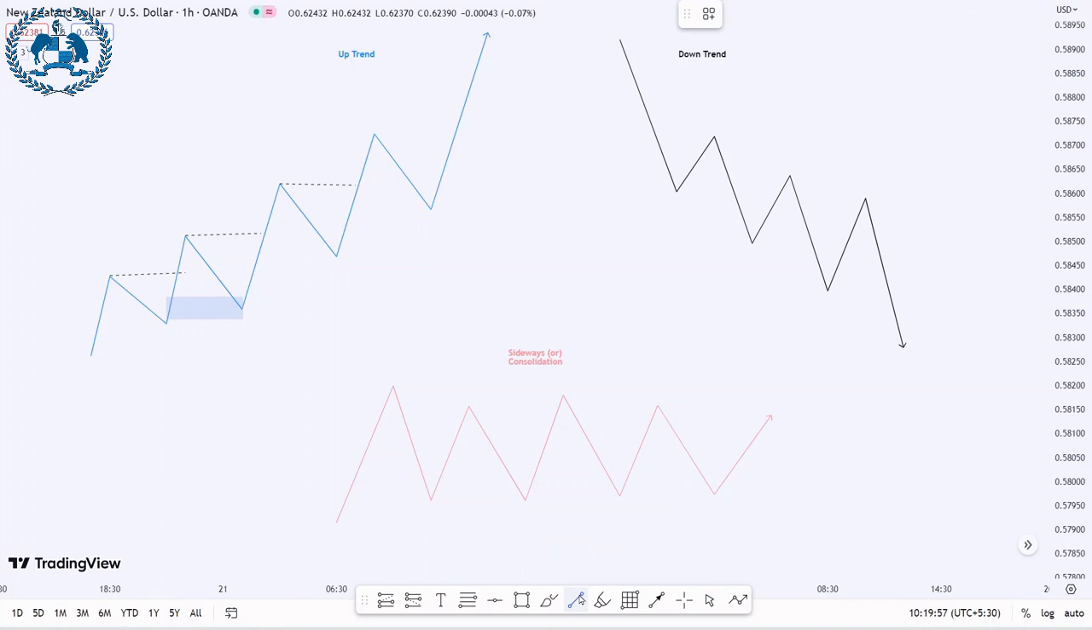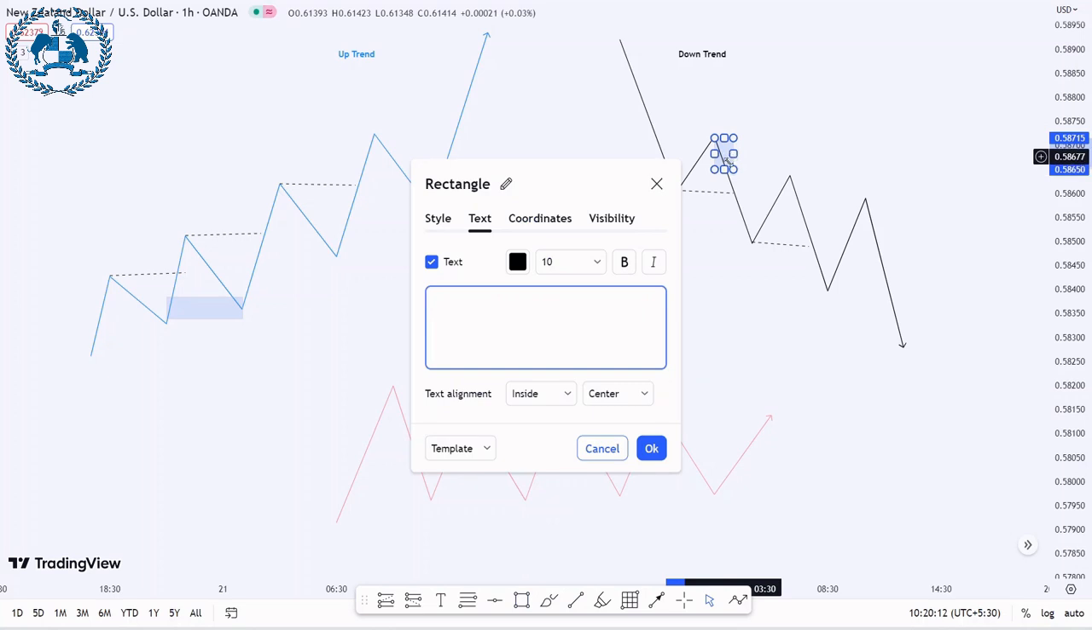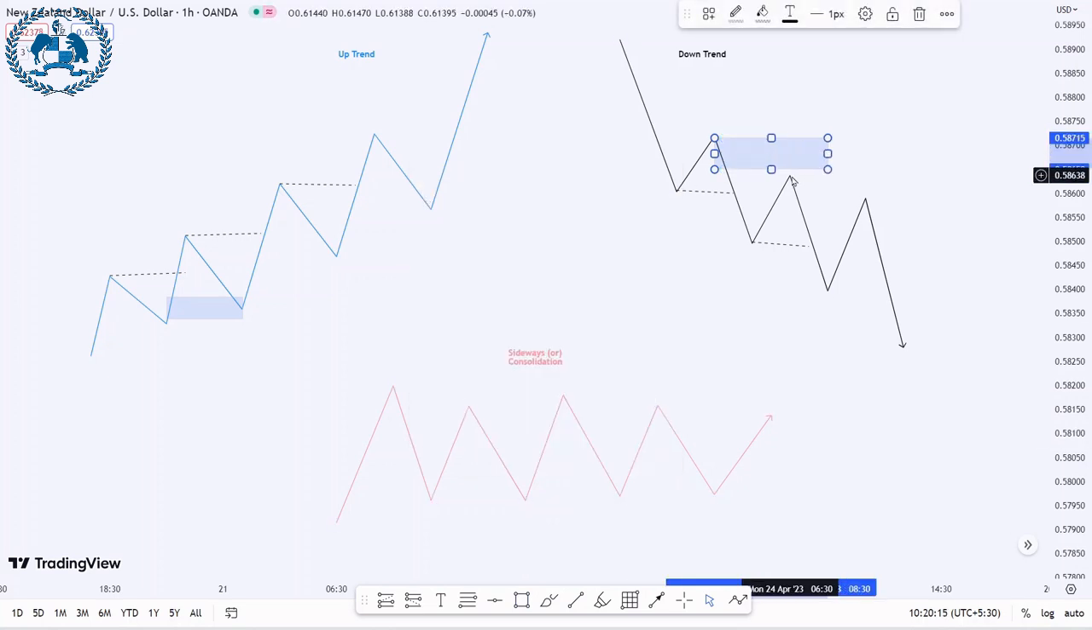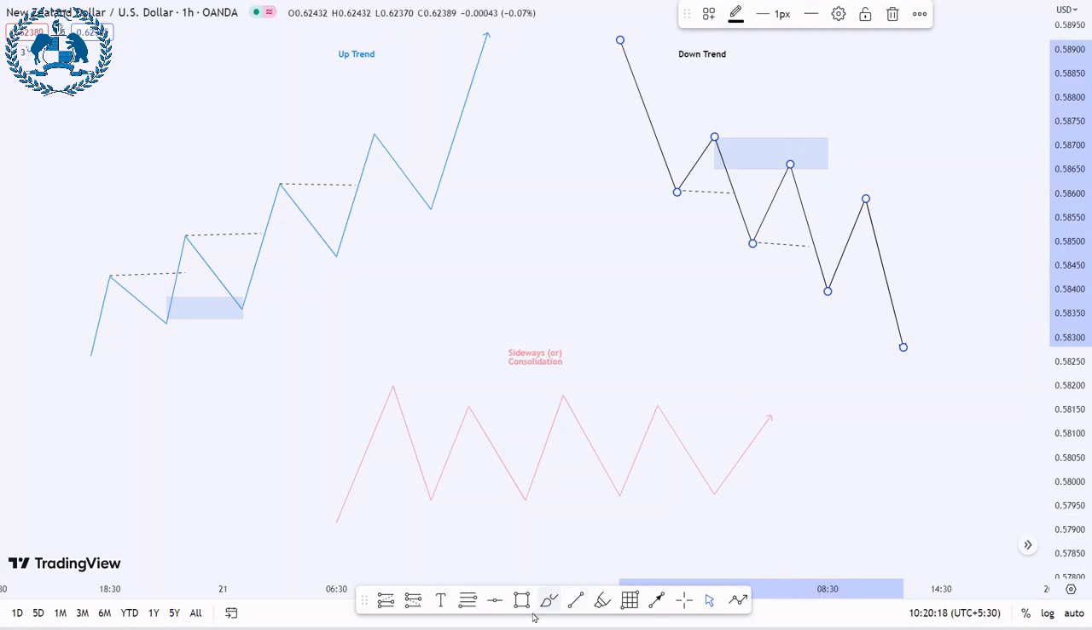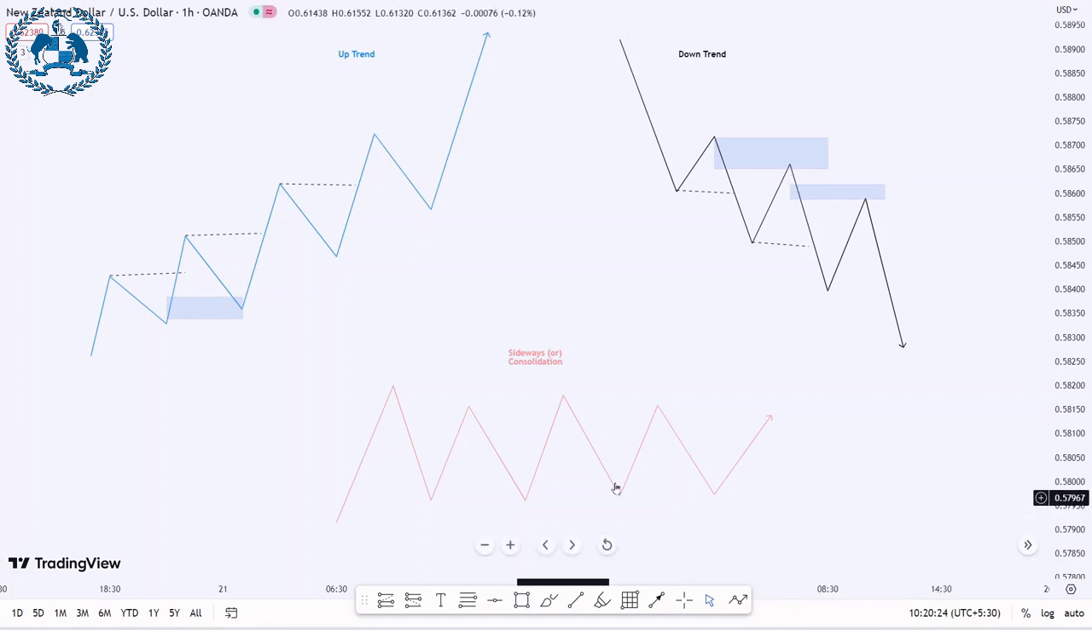Same way in the bearish trend, we will be marking our break of structure like this, and we will be marking our order block, and we will be looking for our sell trade. So in uptrend we will be looking for our buy trade, and in downtrend we will be looking for our sell trade. In a consolidation market, it is a little risky to take the trade, but even then people are doing it.